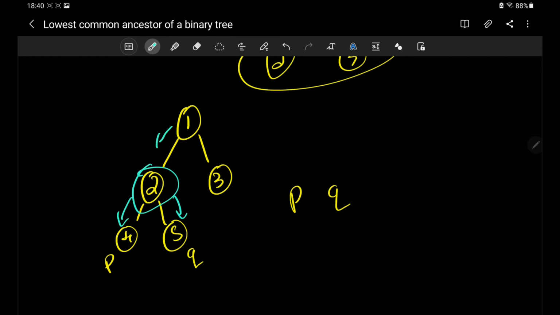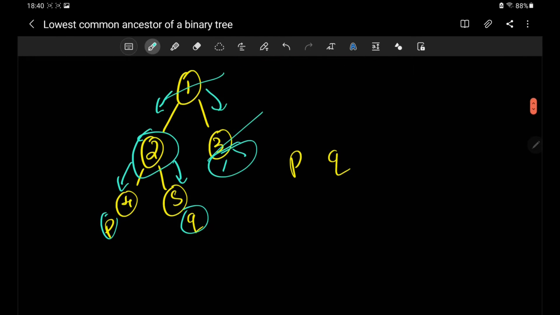If I take 1, it can reach both P and Q from just the left subtree, and it cannot reach any of the nodes from its right subtree. So this is ruled out. 3 is also ruled out because 3 cannot reach any one of the nodes P and Q. So 2 is the only unique node that I have in this tree.